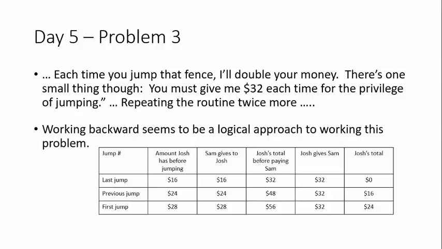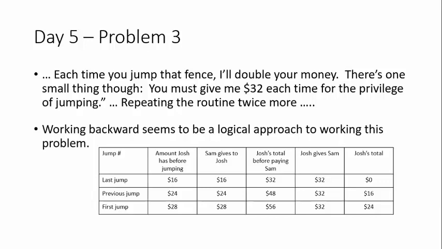We're going to work backwards on this one. This seems to be a logical approach. I've even set up my table backwards. So you'll notice in the table, my first line is last jump, and then the previous jump, and the first jump. We remember as we read the problem, he jumped the fence, and then it said that he repeated the routine twice more. So that would be a total of 3 jumps. Let's see if we can think through this and see how I set up the table.